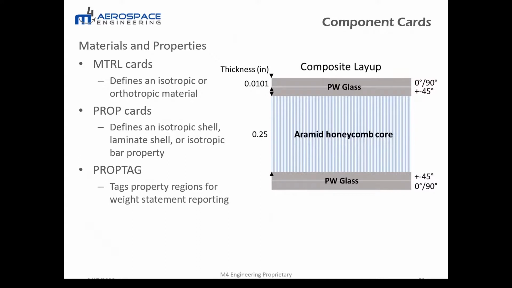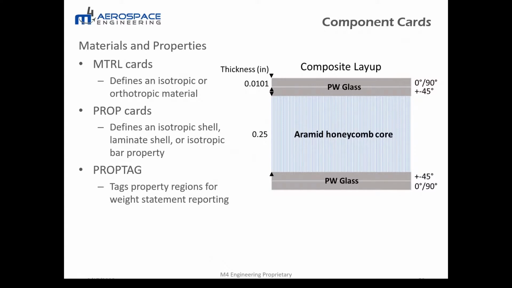Next, we have materials and properties cards. Material, or MTRL, cards can be used to define isotropic or orthotropic materials. The prop, or properties, card utilizes material cards to define isotropic shell, laminate shell, or isotropic bar properties. On the right, we can see a composite layup defined by a prop card that contains different layers of various material cards.